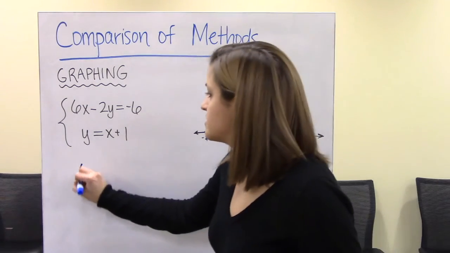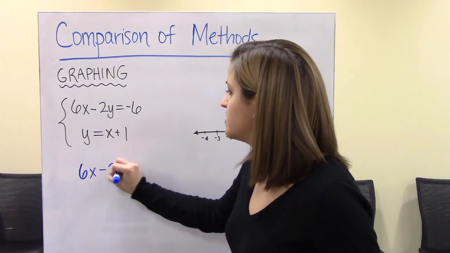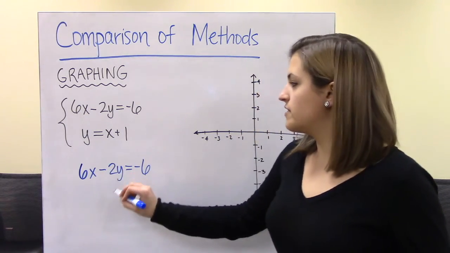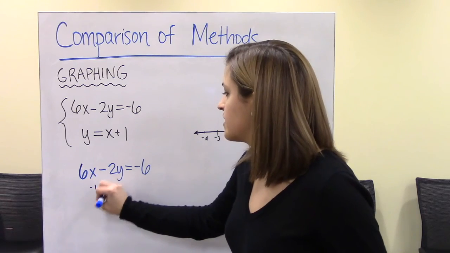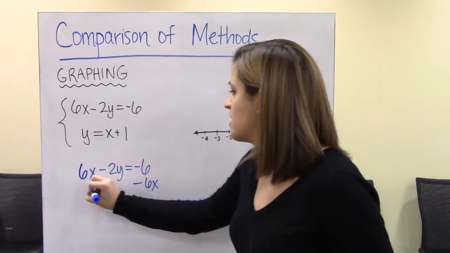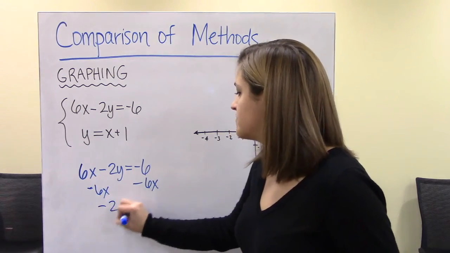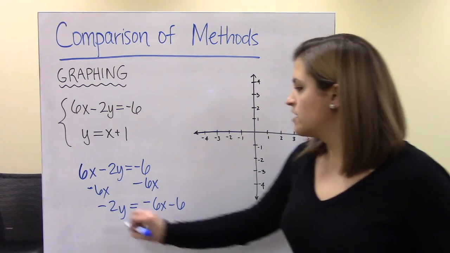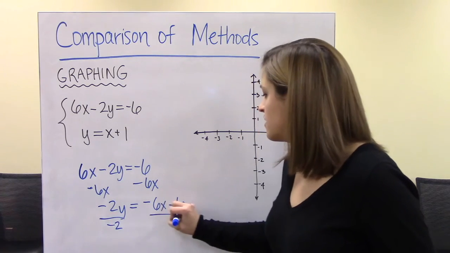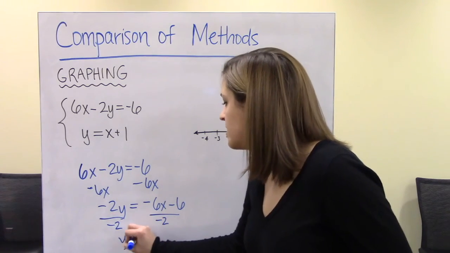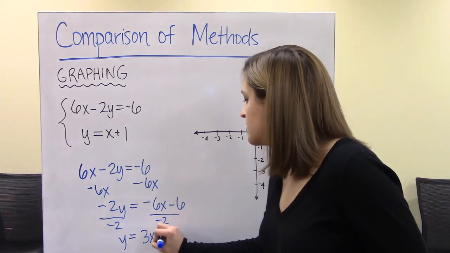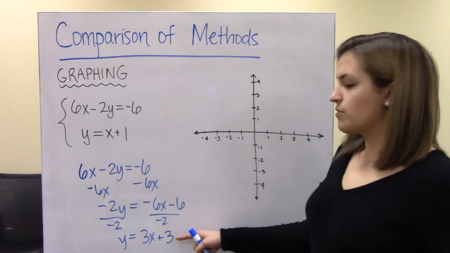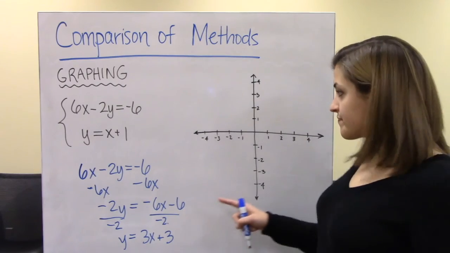So I'm going to rewrite this down here. 6x minus 2y equals negative 6. I want to get y alone on the left, so I will subtract 6x from both sides, and I get negative 2y equals negative 6x minus 6. Divide by negative 2, and I see that I have y equals 3x plus 3, because I have a negative divided by a negative. So y equals 3x plus 3 looks like this.